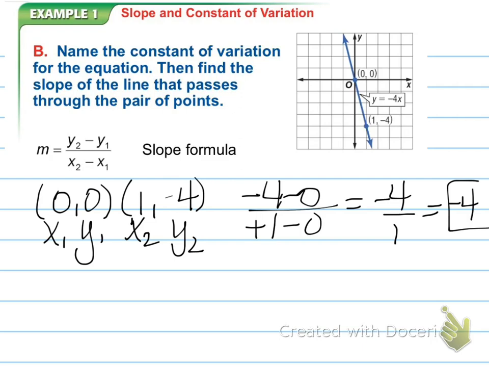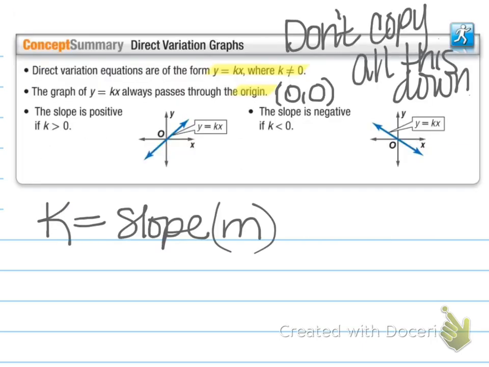Okay, so let's move on to actually using the formula. Now, don't sit here and copy everything down. Basically, you need the highlighted portion. So you have y equals kx, and k cannot equal 0, okay? So you have y equals kx, where k is your constant of variation, that's your slope, and then each and every direct variation graph passes through the origin. So you automatically know one of the points when it comes to that equation.